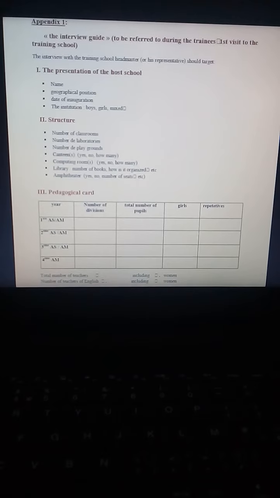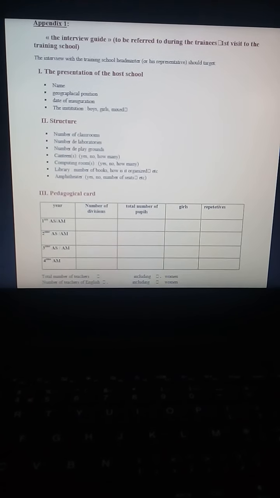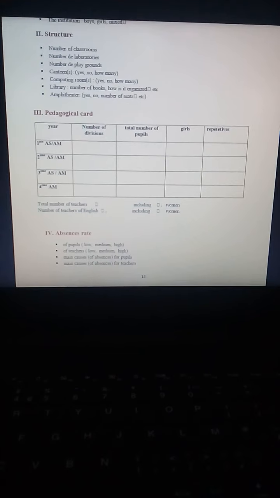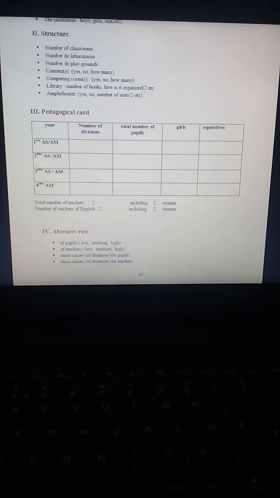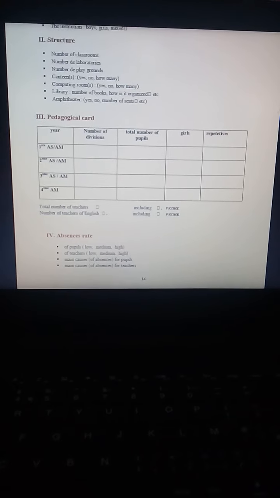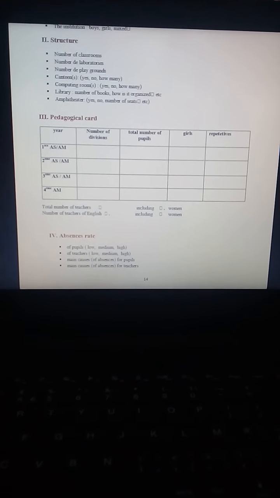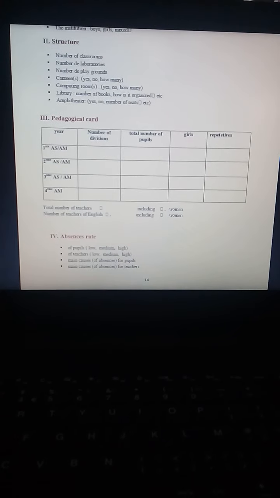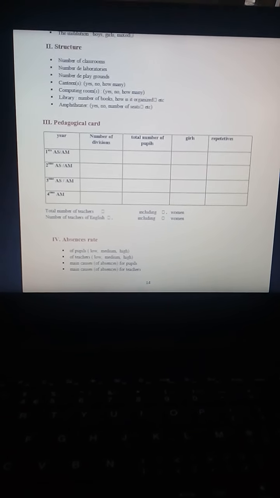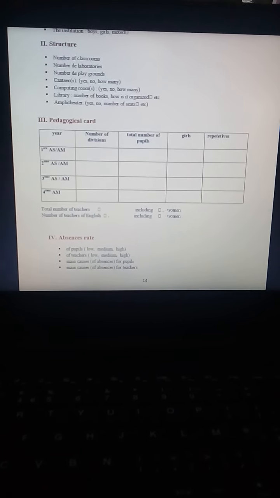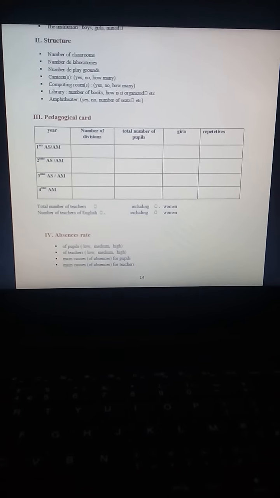So for appendix 1, it is a set of questions about the host school, and you need to answer it, and the administration is going to give it to you in the form of Word or PDF. And just here for the pedagogical card, for those of middle school, it is okay, but for our case, you need to omit first AM and IS. You need to omit all this, and you have to write first IS, second IS, and third IS.